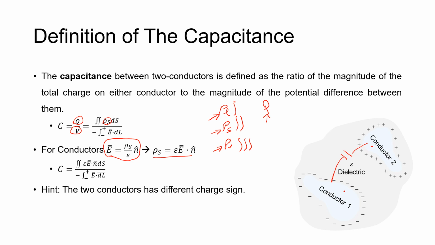If we substitute in this equation here, this equation will reduce to this form, double integral over the surface of epsilon E dot n ds over the voltage, which is nothing but minus integration from the negative charged conductor to the positive charged conductor of E dot dl.